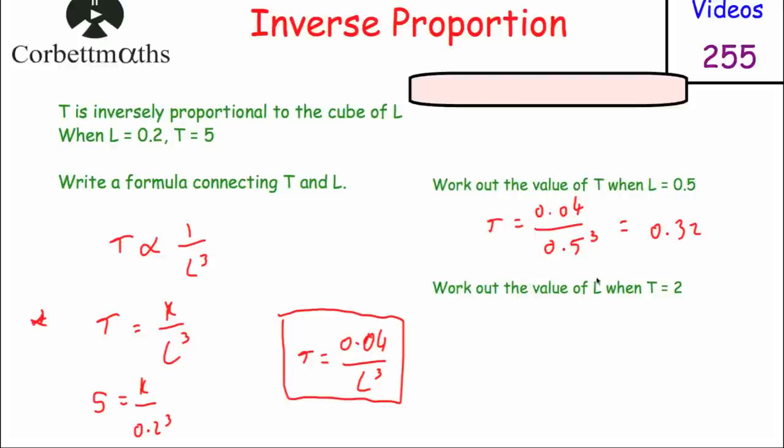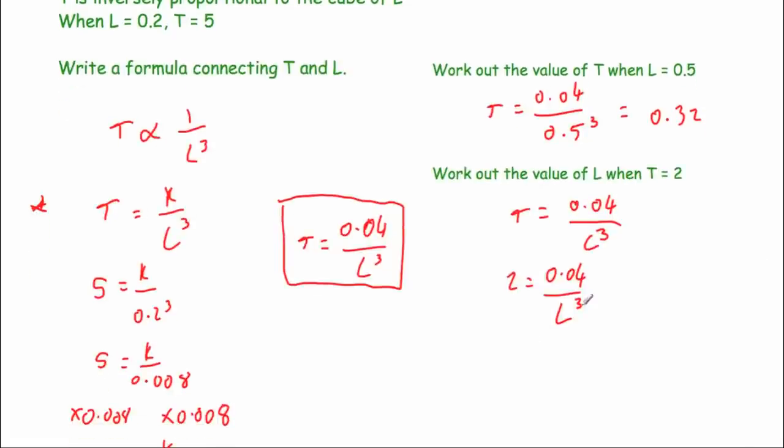Okay, next, we're asked to find the value for l whenever t is equal to 2. So let's write down our formula again. We've got t is equal to 0.04 divided by l cubed. And we're told that t is equal to 2, so we're going to have 2 equals 0.04 divided by l cubed. So let's solve this. Let's multiply both sides by l cubed. So we would get 2l cubed is equal to 0.04. Next, we want to get the l on its own, so let's get rid of the 2. So let's divide both sides by 2, so we'll get l cubed equals 0.02.